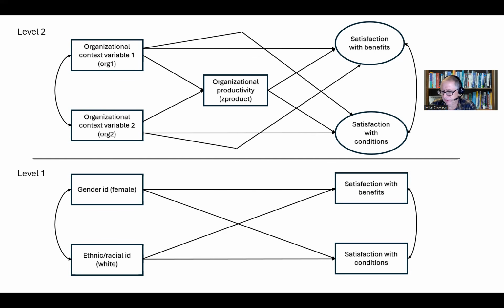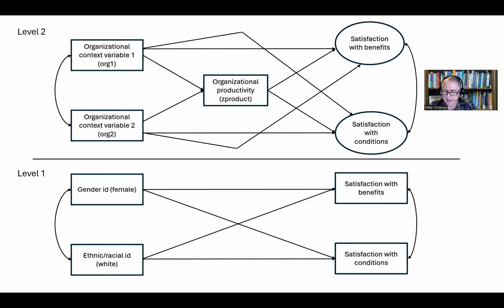Our outcome variables are satisfaction with benefits and satisfaction with conditions. At level 1, these two variables are being predicted by gender identification, which in the data set is named female, and then ethnic or racial identification, which in the data set is named white. At level 2, you can see the ovals for satisfaction with benefits and satisfaction with conditions. So basically, we're predicting the randomly varying intercepts at level 2.